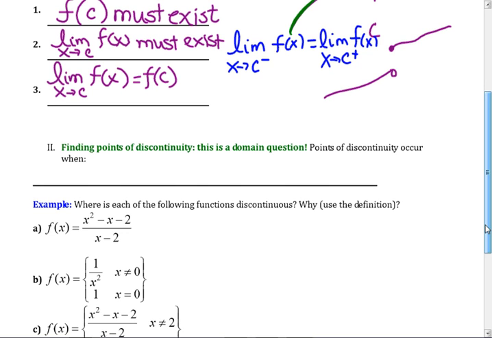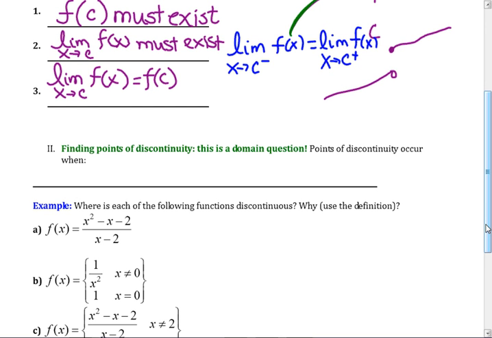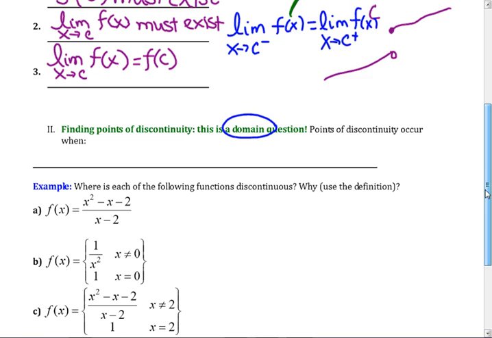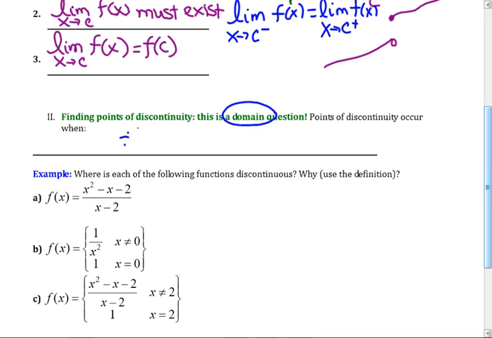Okay, guys? How do you find points of discontinuity? It's a domain question. Where are the problems? The problem is division by 0. So if you get a number divided by 0, what are you going to get? A vertical asymptote.